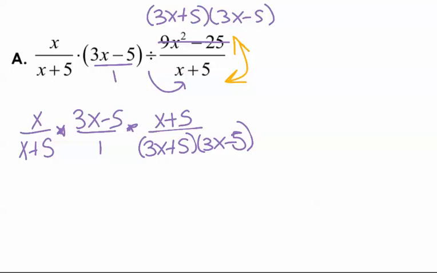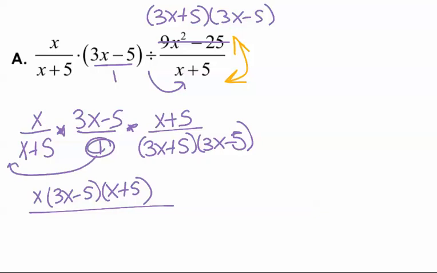Now we can go ahead and multiply it all together, so we can just squish it all. I'm going to put this 3x minus 5 in parentheses and the x plus 5 in parentheses. If this was a number other than 1, I would scoot it out front, but it's just a 1, so we don't need to write it. Just keeping everything organized.